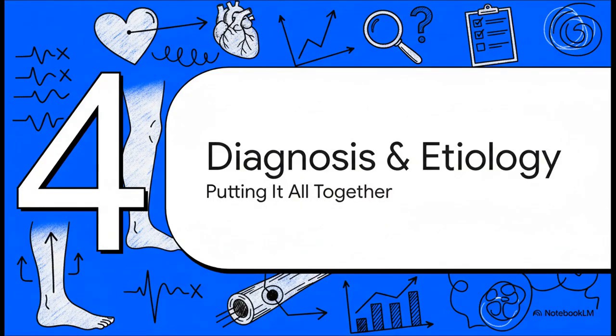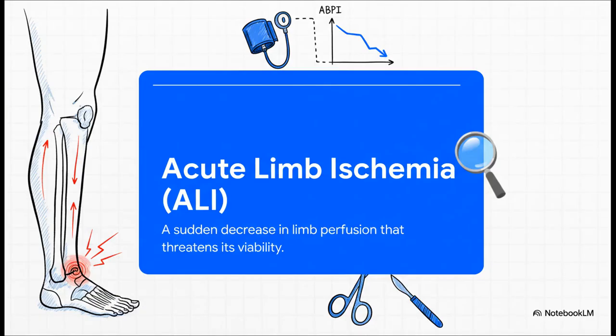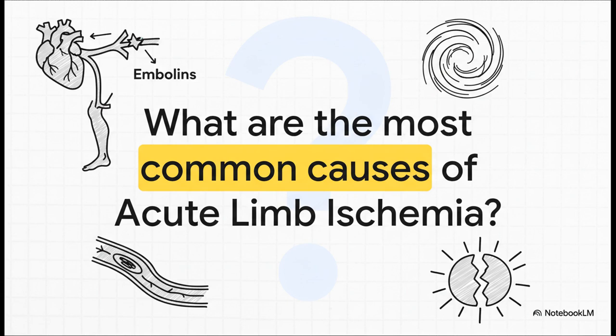Okay, so putting it all together, the history, the exam, the investigations, what is your diagnosis, doctor? Given the acute onset of severe symptoms, the physical findings of ischemia, and that critically low ABPI of 0.4, the diagnosis is acute limb ischemia. This is a true surgical emergency, defined by a sudden drop in blood flow that directly threatens the survival of the limb. That's correct. Now, let's talk etiology.